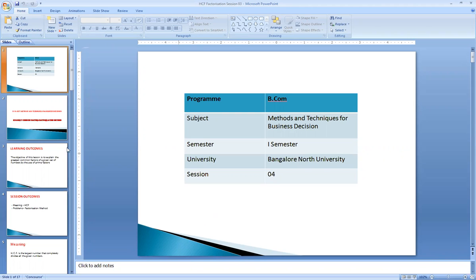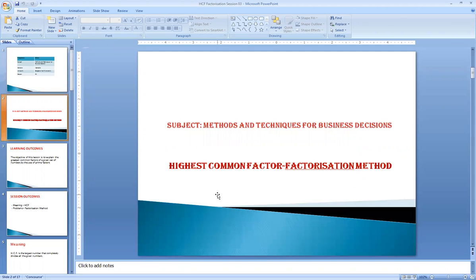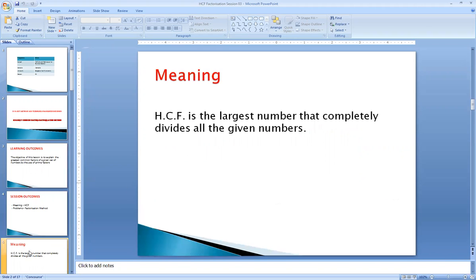Then let us have a session on a topic relating to the highest common factor in the factorization method. We know that the highest common factor means the largest number that divides completely all the given numbers is called the highest common factor.